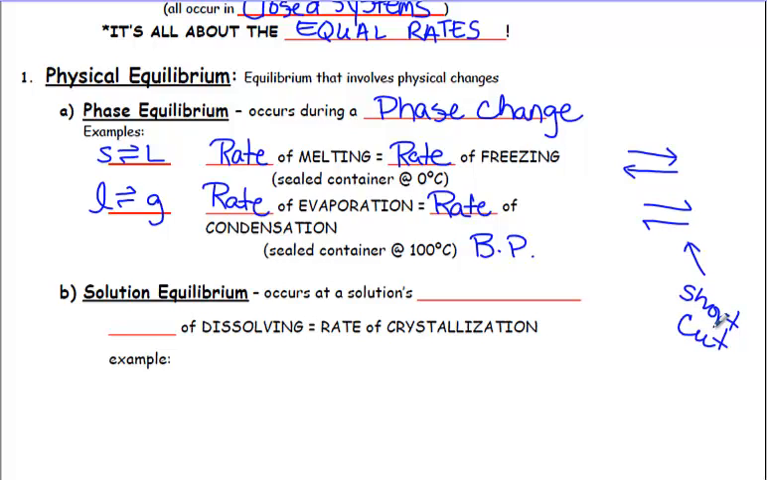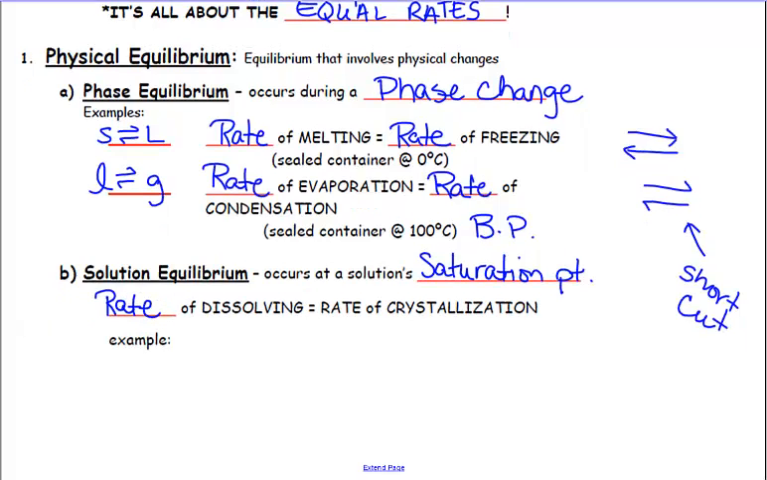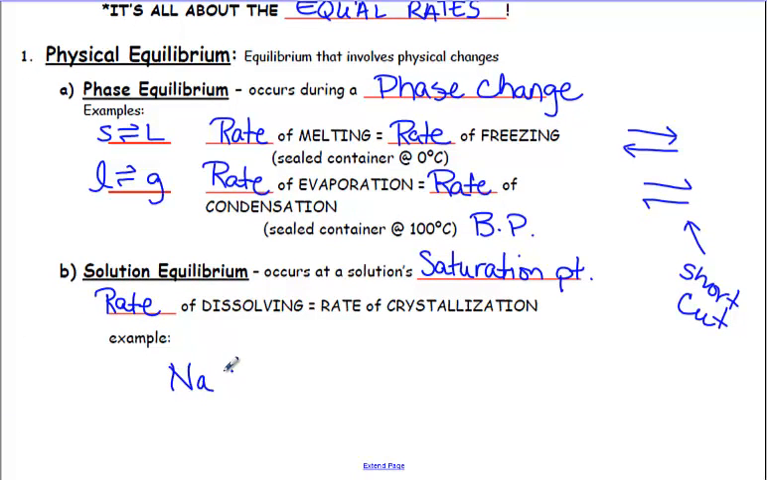So solution equilibrium occurs at a solution's saturation point. This is why we did solutions before we did this unit, saturation point, when it falls on that curve. So the rate of dissolving is equal to the rate of crystallization. And here's an example for you. We have sodium chloride, NaCl, as a solid, and I'm going to make this a forward and reverse reaction, becomes NaCl aqueous, saturation point. So the rate of dissolving is going to equal the rate of crystallization, and therefore becomes an aqueous solution. Crystals are not produced.